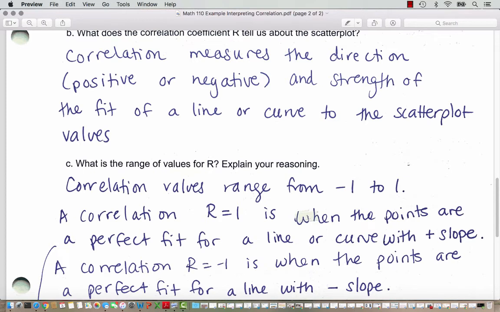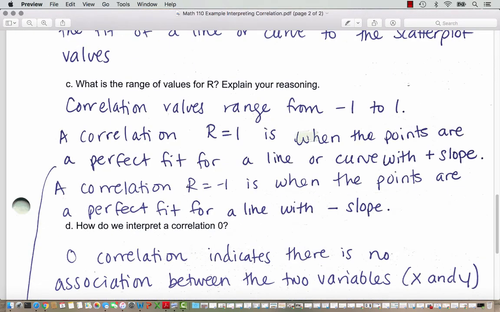So now we want to think about, well, what are the range of the values of R? Well, we only saw values from -1 to 1. We saw -1 was a perfect fit for the negative slope line, and +1 is a correlation where the points are a perfect fit to the positive slope line. So correlation values range from -1 to 1.